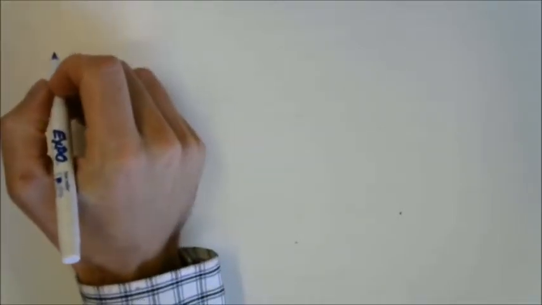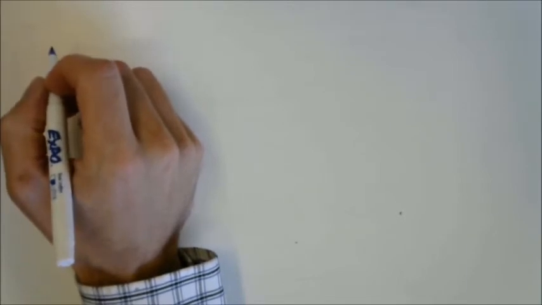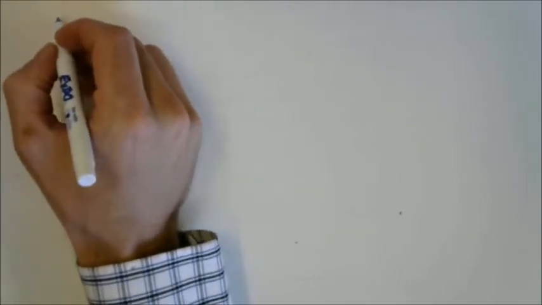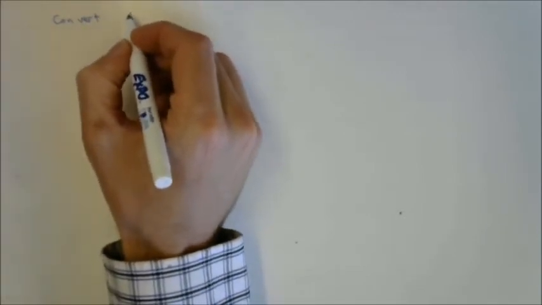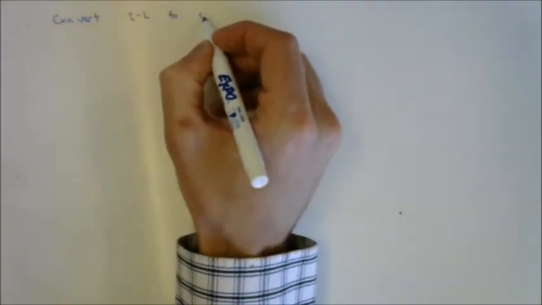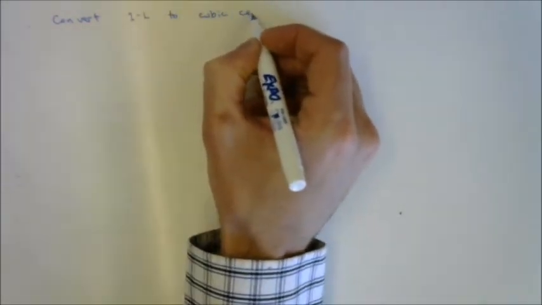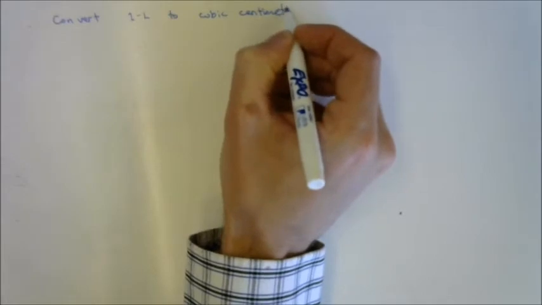We know the basics of what we're going to do. We're going to use the notes that we just took. But what's a little bit tricky about this thing right here? What did it give you the capacity as? A liter. It didn't give you it in cubic centimeters. So the first thing that we need to do here is to convert to cubic centimeters. So convert 1 liter to cubic centimeters.